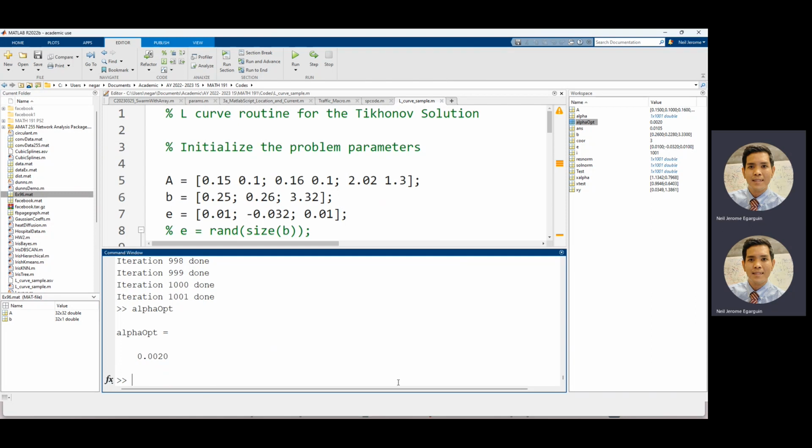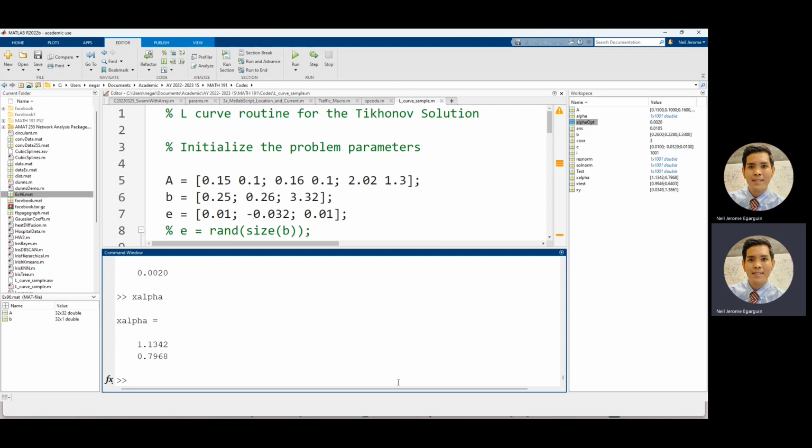That's the optimal alpha. Then what's the solution that we got? Just type X alpha in the command window, and we'll get this vector, 1.134, 2.7968. Okay.